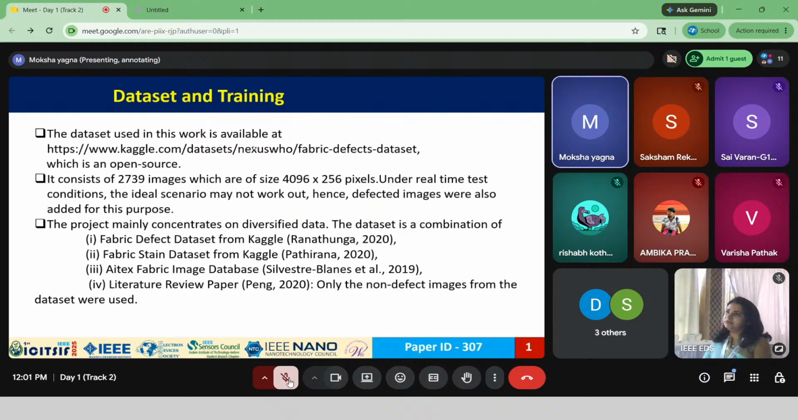Dataset. Here we used a dataset from Kaggle, which has around 2,739 images. We did a 70, 20, 10 split: 70% for training, 20% for testing, and 10% for validation, so that the accuracy will be better and we can easily identify any issues.